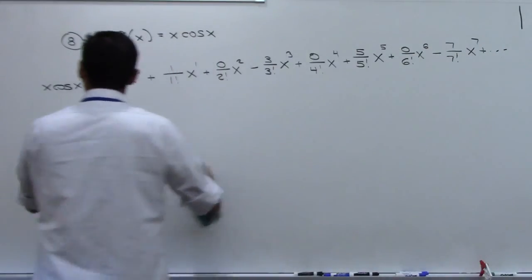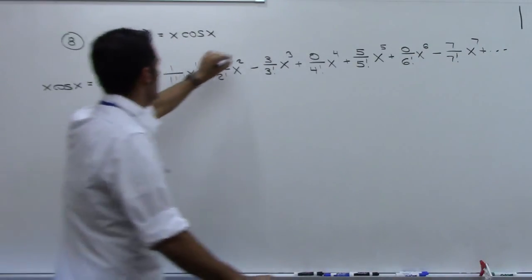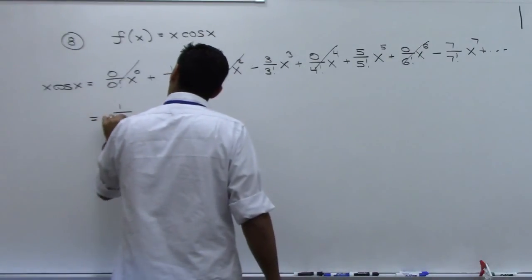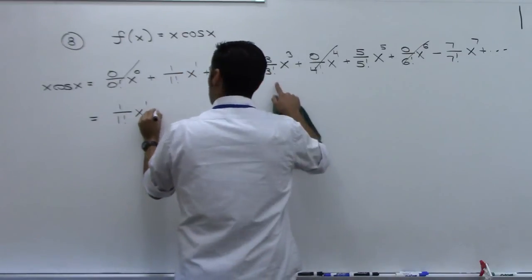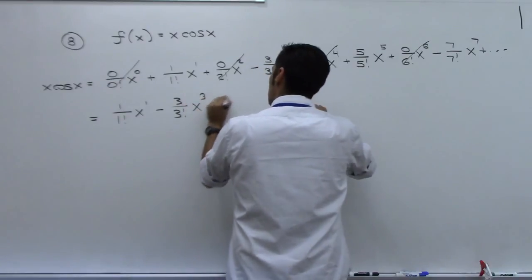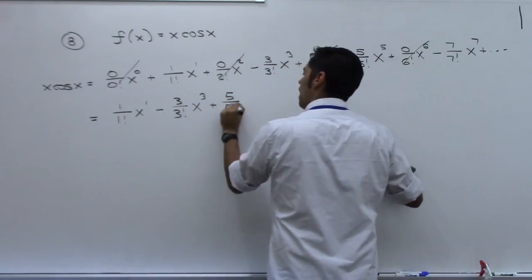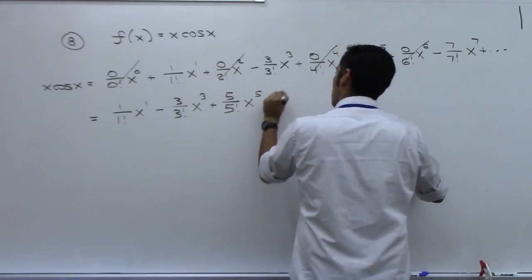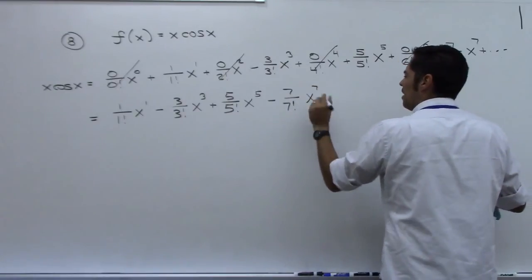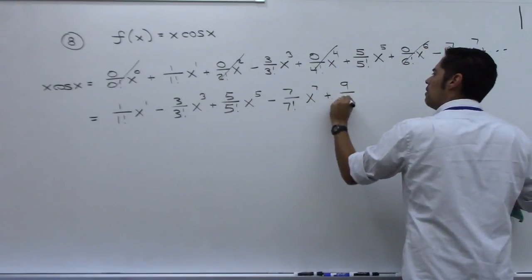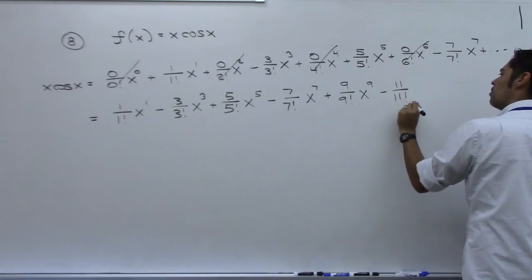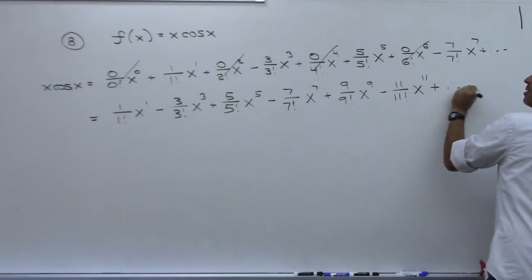Now let me rewrite this with all the zeros gone. So this is gone, this is gone, this is gone, this is gone. So we have 1 over 1 factorial x to the first minus 3 over 3 factorial x to the third plus 5 over 5 factorial x to the fifth minus 7 over 7 factorial x to the seventh. What would the next one be? 9 over 9 factorial x to the ninth. Next one, minus 11 over 11 factorial x to the 11th, plus.